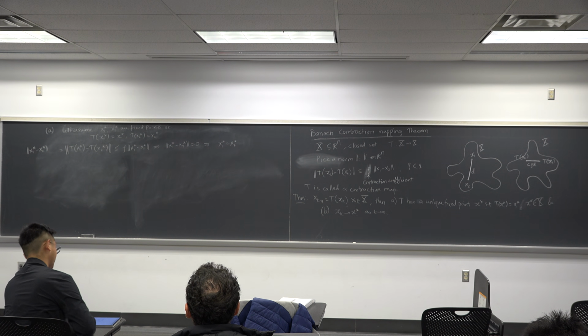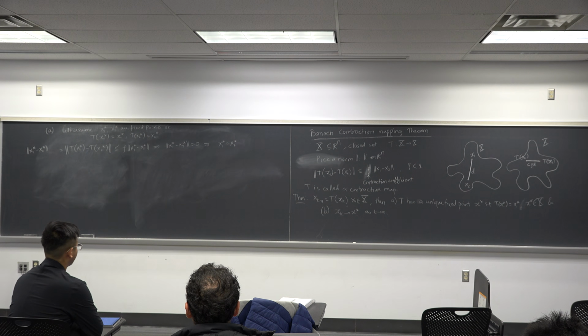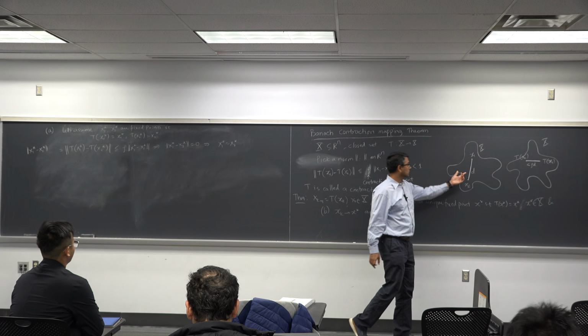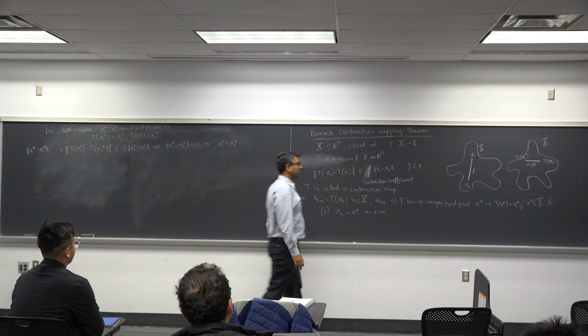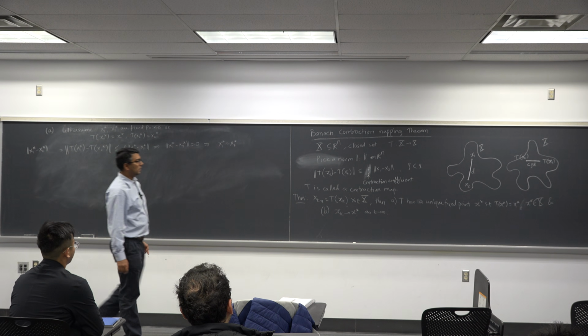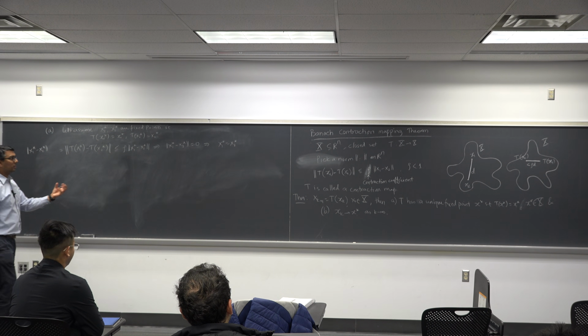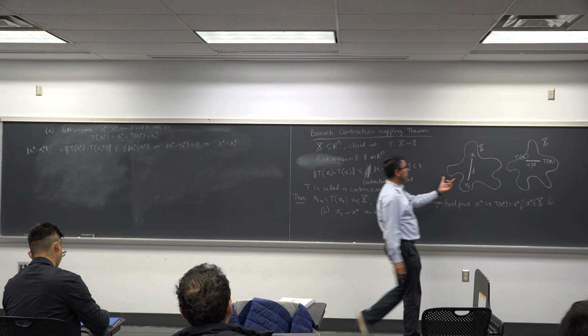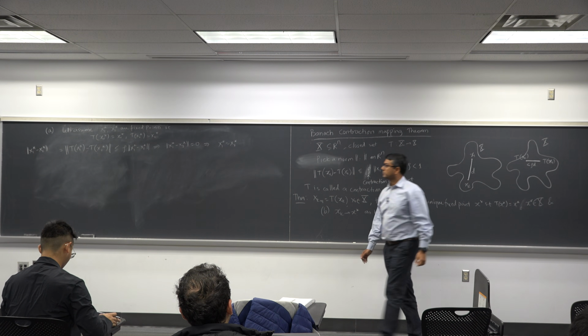Any questions on part A? So if you have a contraction map over a set X, then you have a unique fixed point X star within that particular set. So within this set capital X, there is a single fixed point of T. Okay.